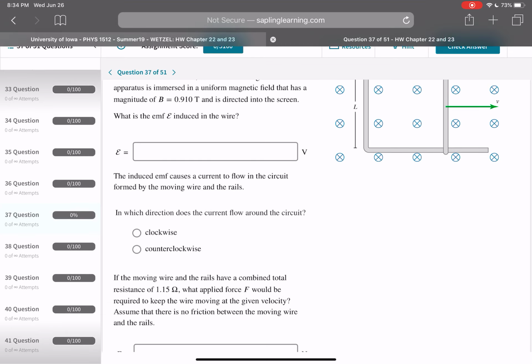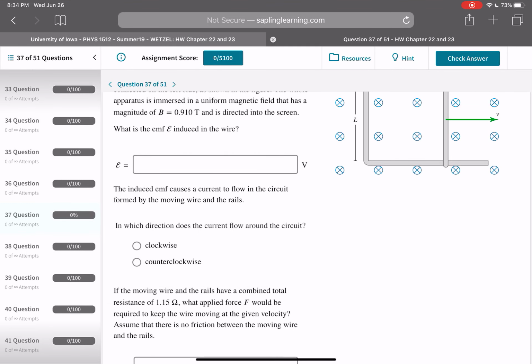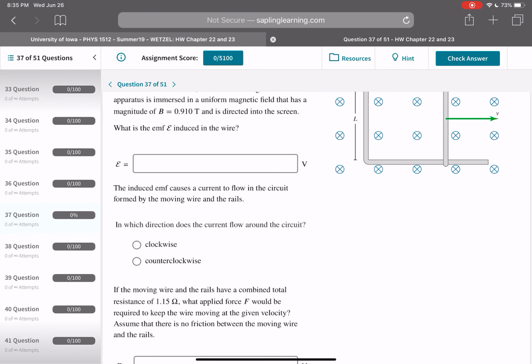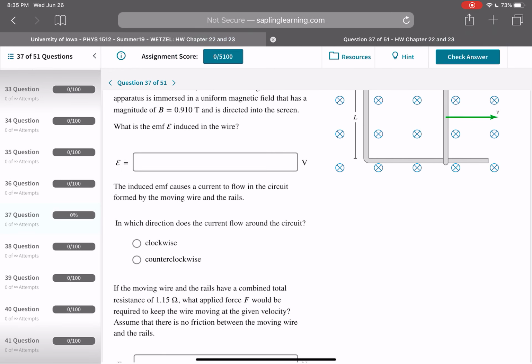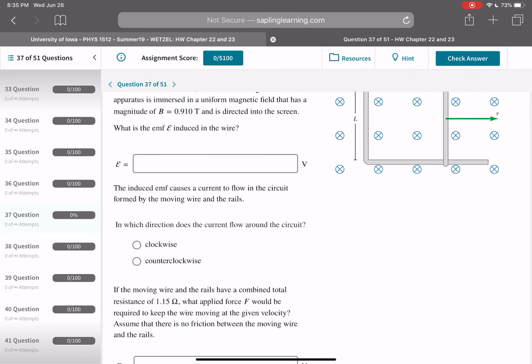The induced EMF causes a current to flow in the circuit formed by the moving wire and rails. In which direction does the current flow? Just grab your book and copy the arrow out of it. Let me see. And then in which direction is it?